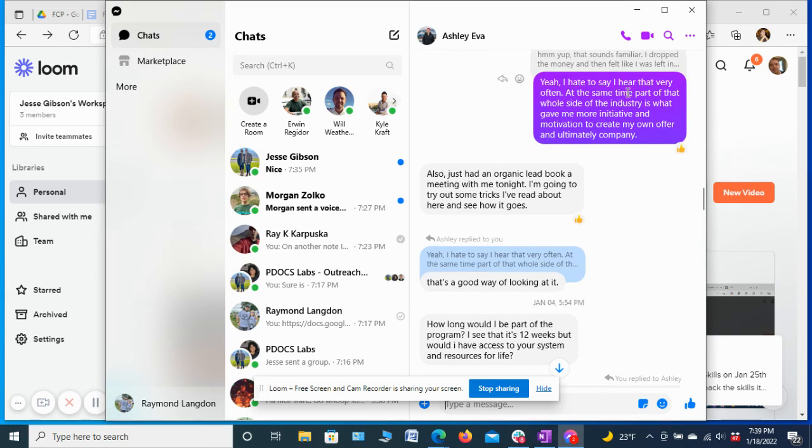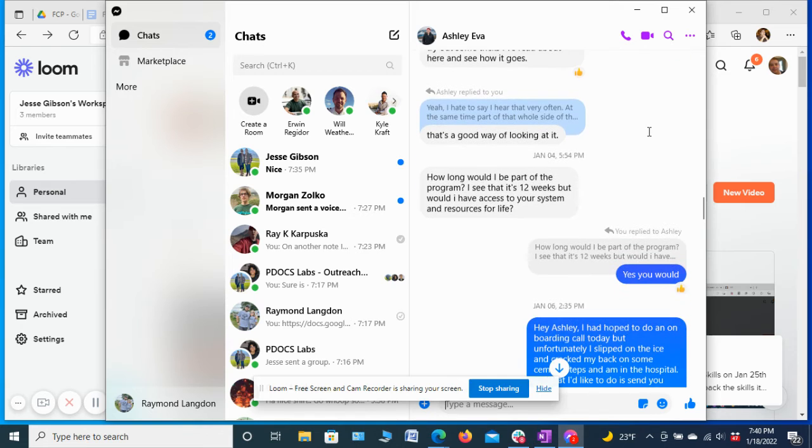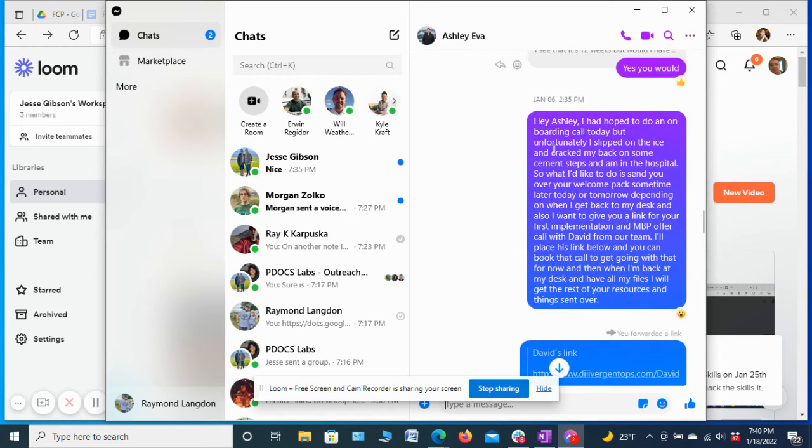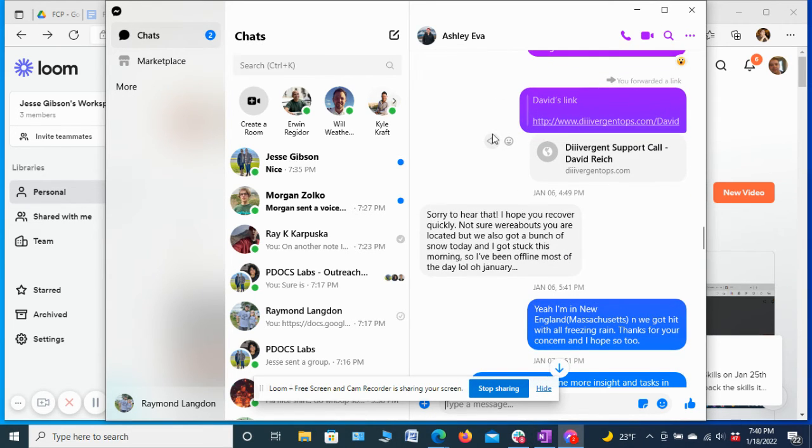But I was like, I hate to hear that. At the same time, that's part of this whole side of the industry, unfortunately, but that's what gave me personally more initiative and motivation to create my own offer and company. So she's like, that's a good way of looking at it. How long is the program? I see that 12 weeks, I would have access to your system for the rest of your life. So now I'm just explaining more about the program.